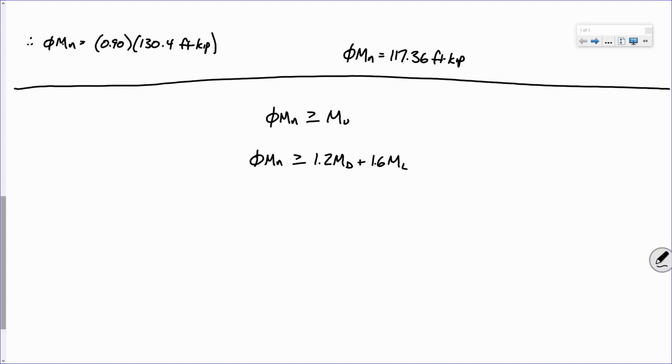All right, so we need to determine the maximum allowable live load. Keep in mind, this whole time we're talking about a problem that looks like this. Here's our beam. We've got a uniformly distributed dead load on there.